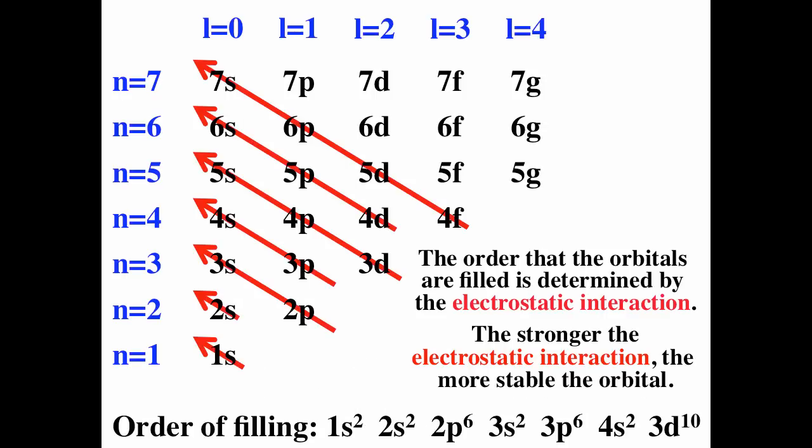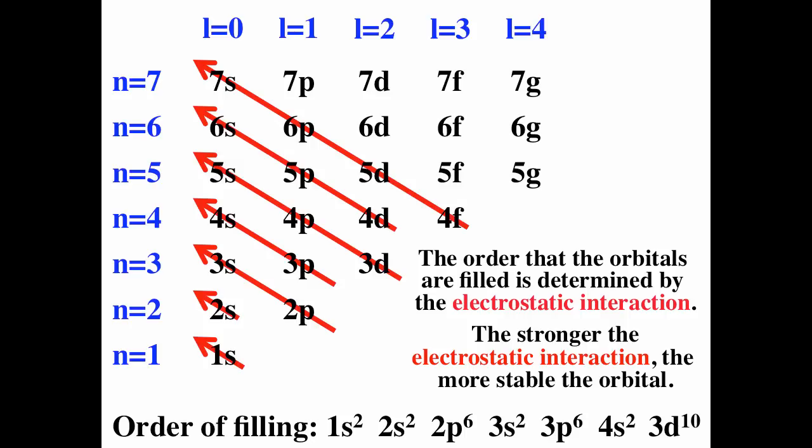Now it's kind of interesting. We'll talk about the order of filling in a later video, but in general the order of filling goes 1s2, 2s2, 2p6, 3s2, 3p6, 4s2, 3d10. The superscript is the maximum number of electrons in that subshell. And so again, s, you have 1 orbital, 2 electrons per orbital, that gives you the 2. p, you have 3 p orbitals per p subshell, and 2 electrons, so 3 times 2 gives you 6. And d, you have 5 d orbitals per d subshell, 5 times 2 gives you that 10.